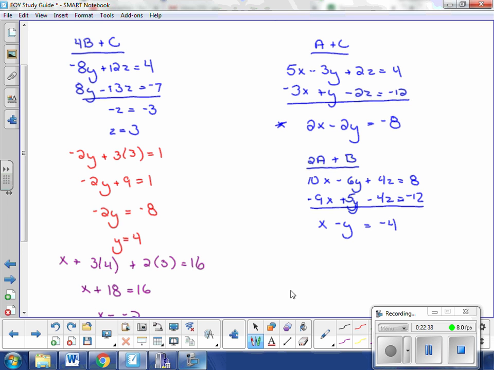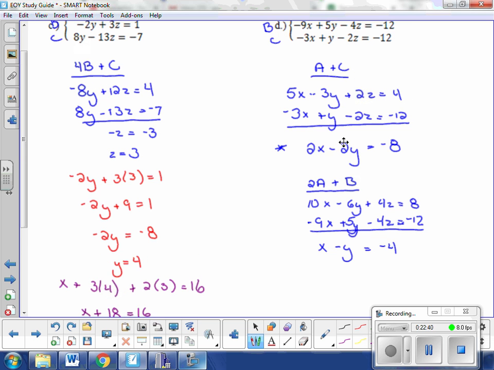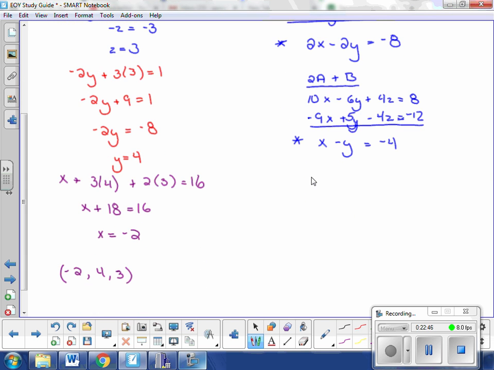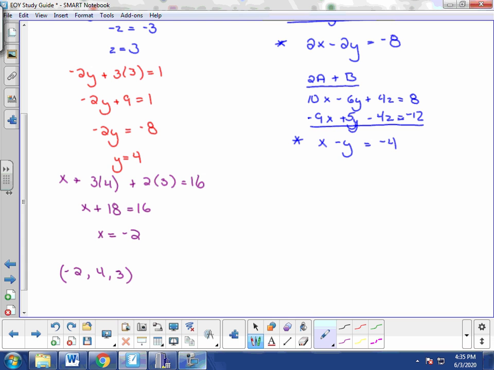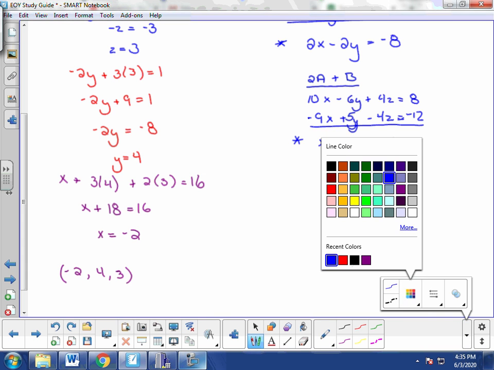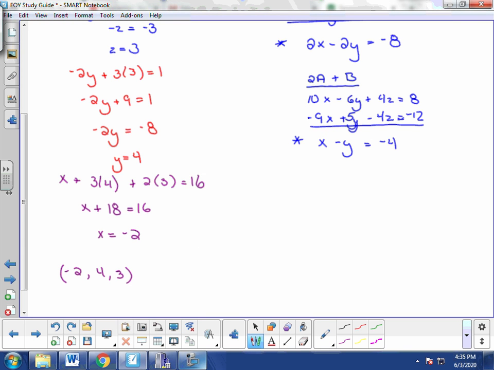So now what I can do is create a system of equations using the two equations here that I have starred. This new system is going to be a two-variable system. What I did is I eliminated z, and now I can create a two-variable system here.